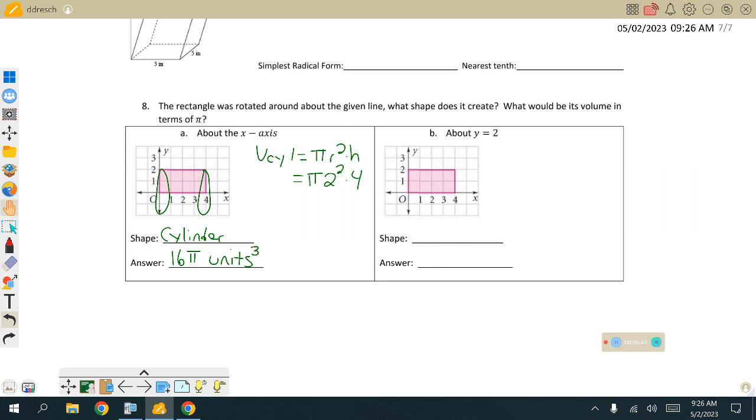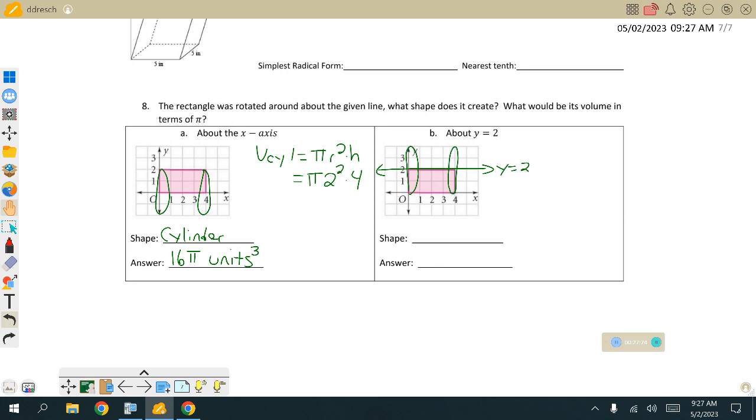Last one there says revolve about y equals 2. Let's go back to reflections when we did some work with the same idea. What does y equals 2 look like? Is it a horizontal line or a vertical line? Horizontal. So y equals 2 looks like that. Okay, so y equals 2 is a horizontal line. So we're going to revolve about y equals 2. So that means when we reflect that over, we get another cylinder that is sitting what? On its side, like that.